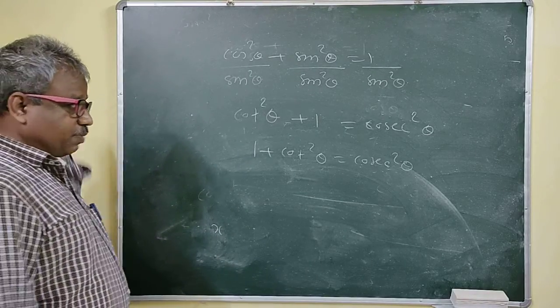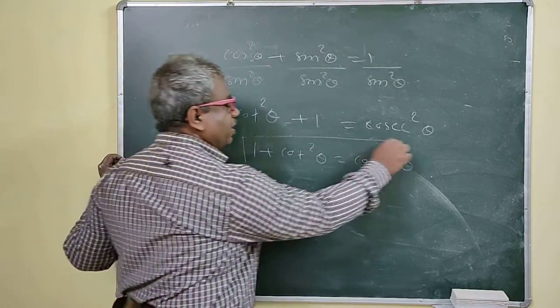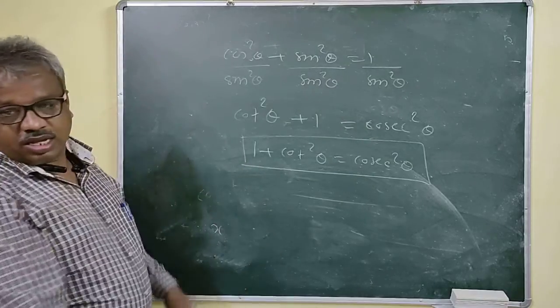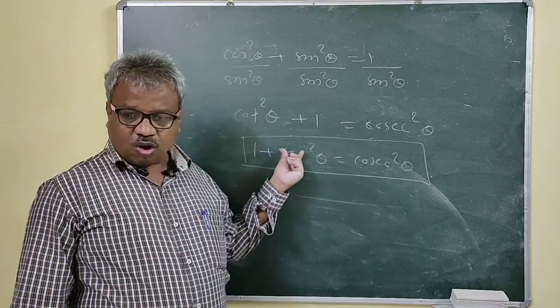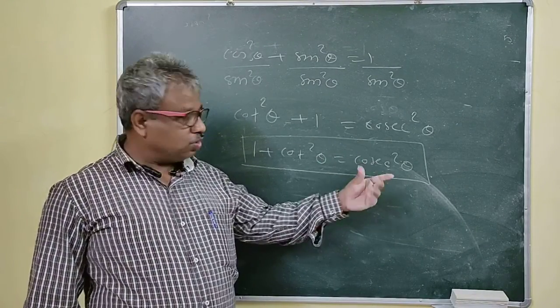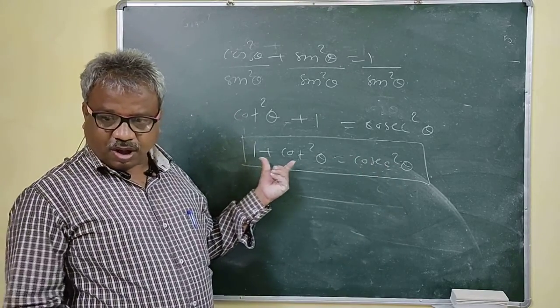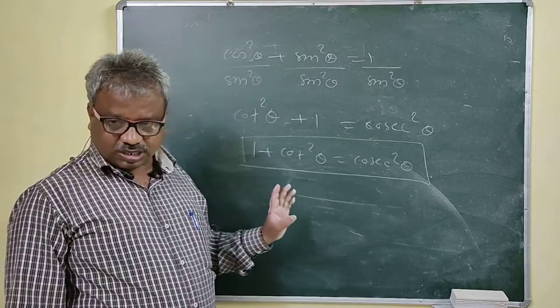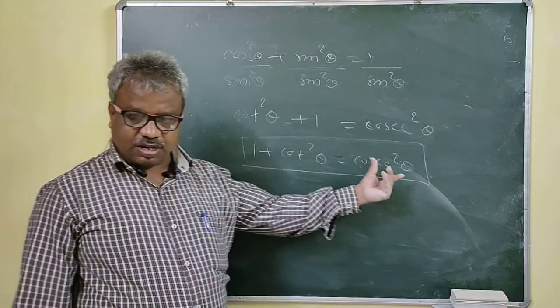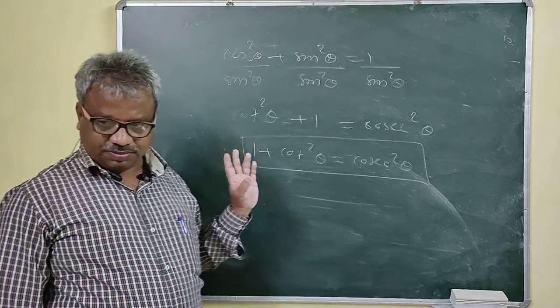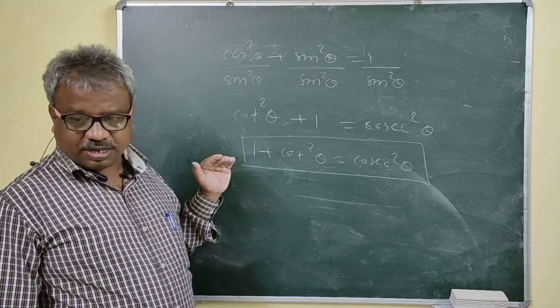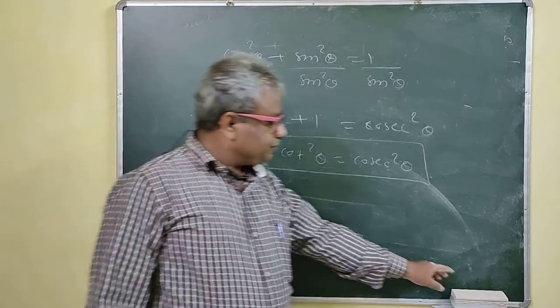That means this is again the third fundamental identity. Here also we have the relation between cot and cosec. If you are given the cosec square, you can write it in terms of cot square. If you have cot square, you can write it in terms of cosec square. How? Cot square theta is nothing but cosec square theta minus 1. These are very useful fundamental identities.